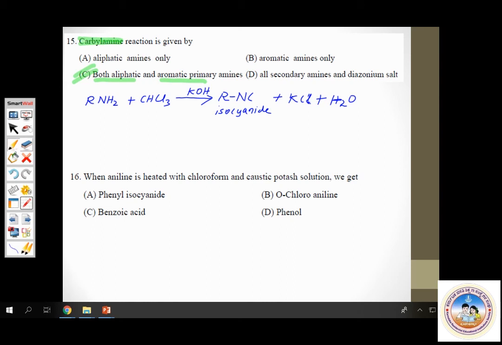Question number 16. When aniline is heated with chloroform and caustic potash, same. Aniline is a primary aromatic amine. Chloroform and base, potassium hydroxide. What do we get? This is again carbylamine reaction. So in carbylamine reaction, what's the product? Isocyanide is the product. Easy. Good. Let's proceed to the next question.